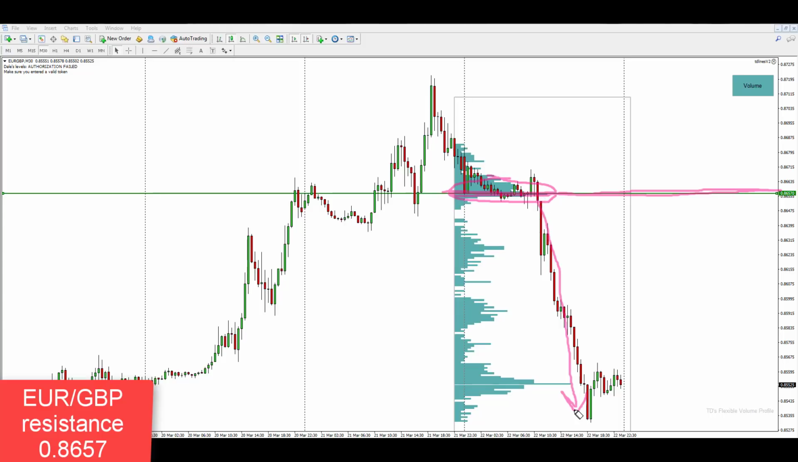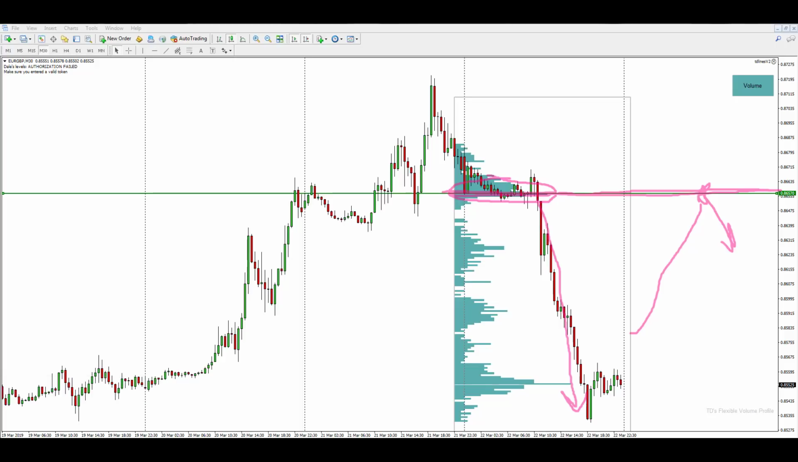Afterwards, they started pushing price downwards. So when the price makes it back to this level again, those sellers are likely to start pushing downwards again to defend their selling positions and to push the price downwards.